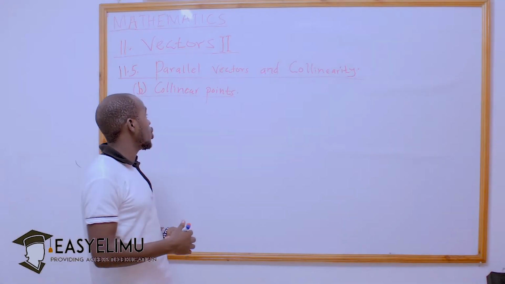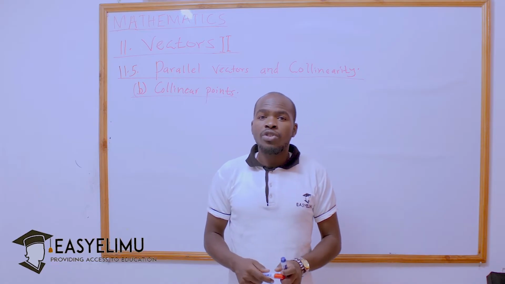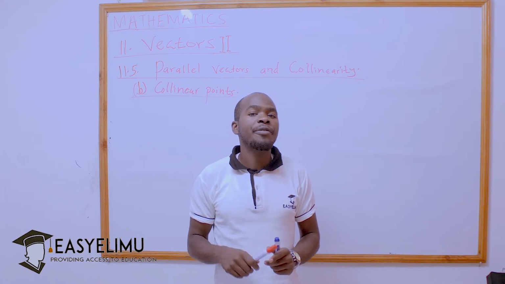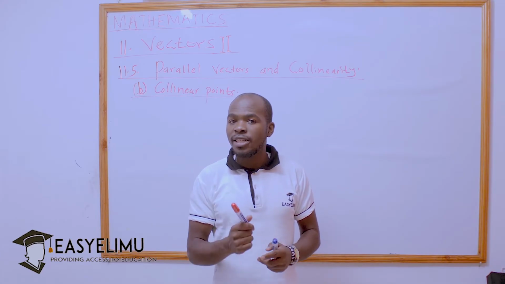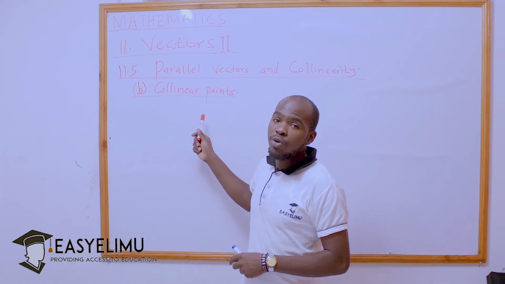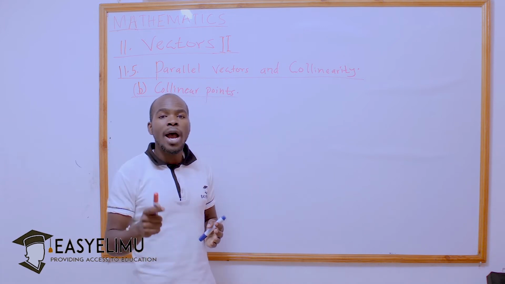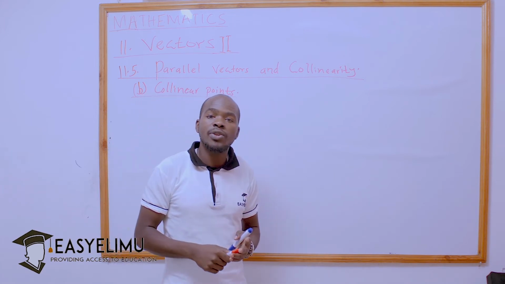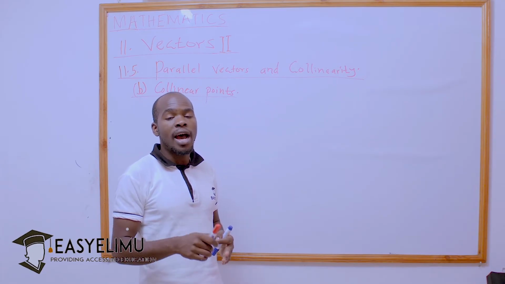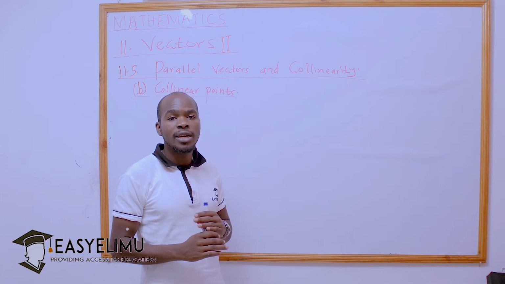Let's now test collinear points and see how they appear. In order to test collinear points, the points must be on a straight line. If they are on a straight line, they should satisfy two conditions which are necessary for them to qualify as collinear points. The vectors being tested must be parallel to each other, and one point must be common between the vectors being tested.